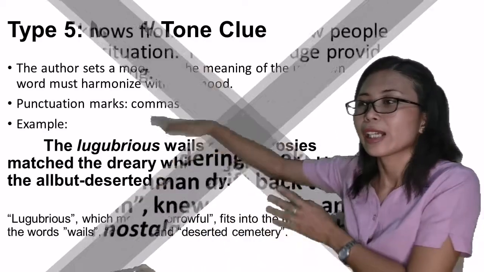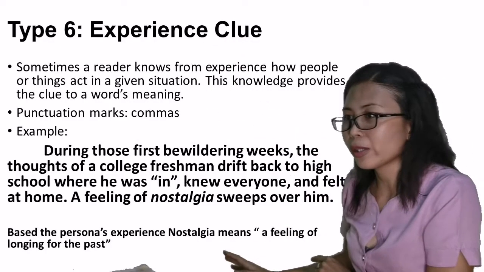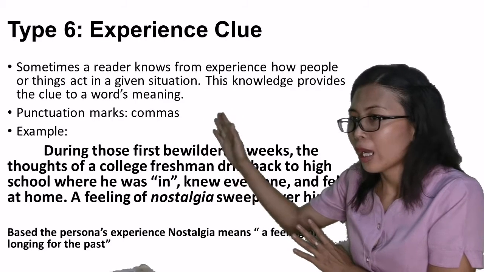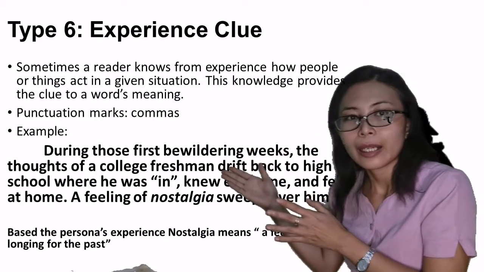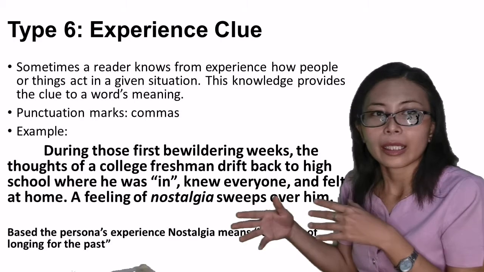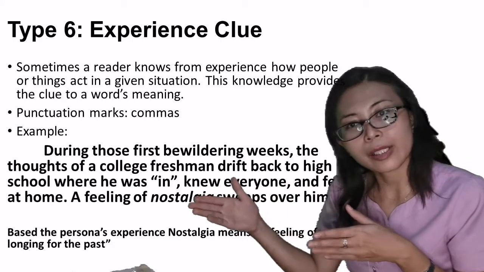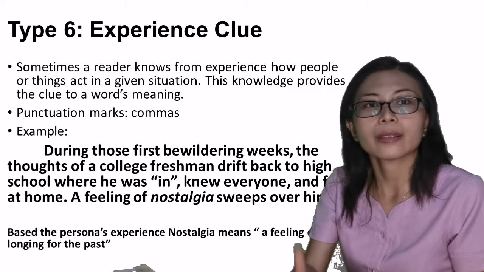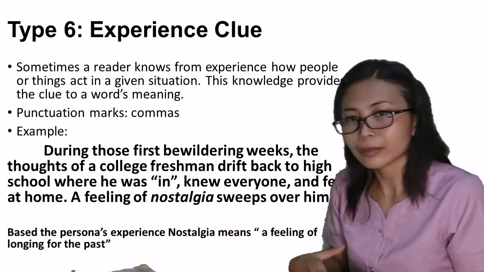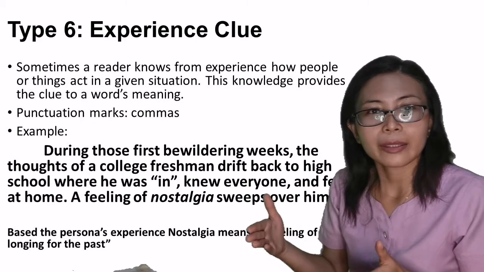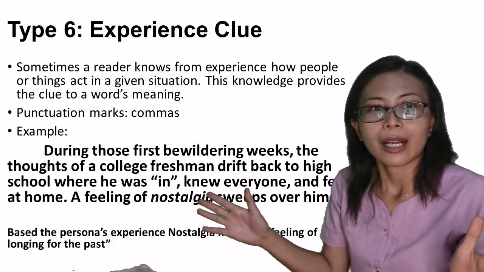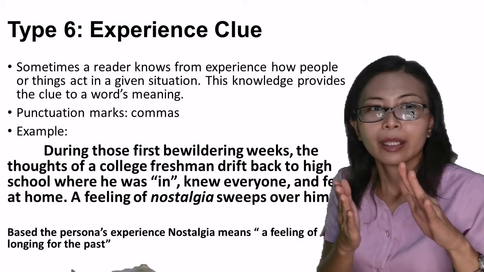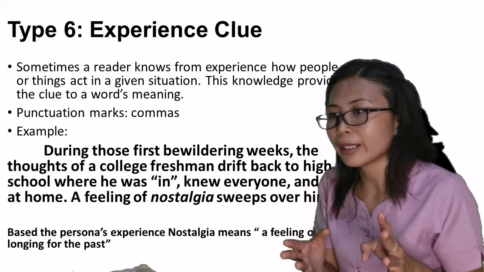Next is the experience clue. Sometimes a reader knows from experience how people or things act in a given situation. The knowledge provides the clue to a word's meaning. This kind of clue is something that has to be understood, meaning you as the reader of the given text have to put yourself into the shoes of the persona or the person speaking in that sentence, in order to understand what the sentence is about, until such time that you can come up with the meaning of the unfamiliar word from the sentence. And we have here an example.